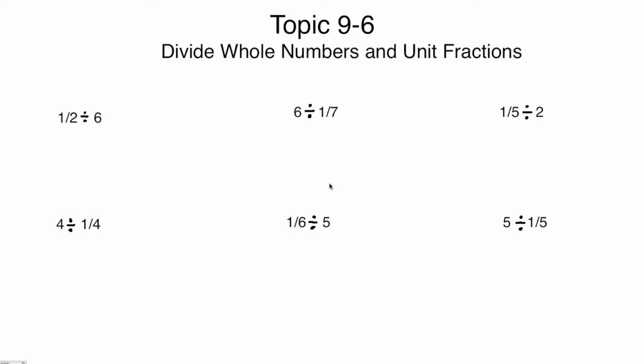All right, in topic 9-6, we are doing a combination of 9-4, which is taking a whole number and dividing it by a fraction, and 9-5, where we take a fraction and divide it by a whole number. Remember, your first number is your inside, which is your dividend, and the second one, when it's written this way, is your divisor, the outside.